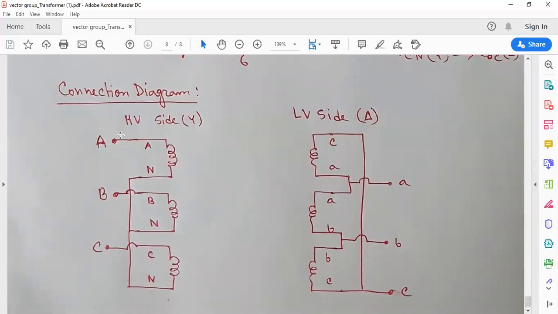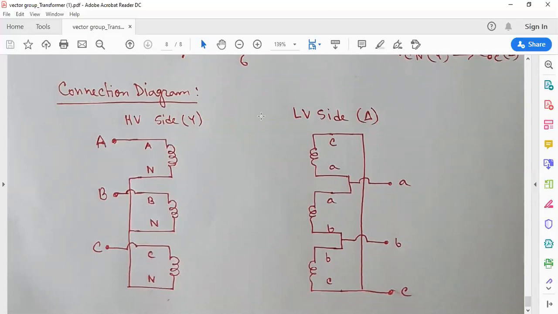First, we have to draw 3 windings. 1, 2, 3, 1, 2, 3. Now we have to draw the Y connection. We have to mark them AN, BN, CN. We have to connect all the N. A is drawn out here. B is drawn out here. C is drawn out here.